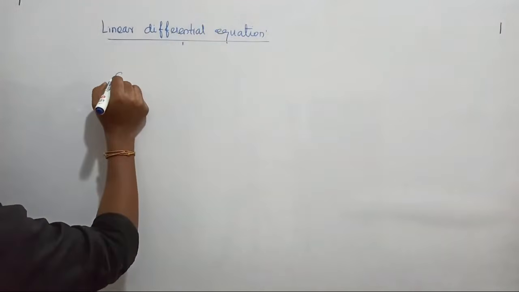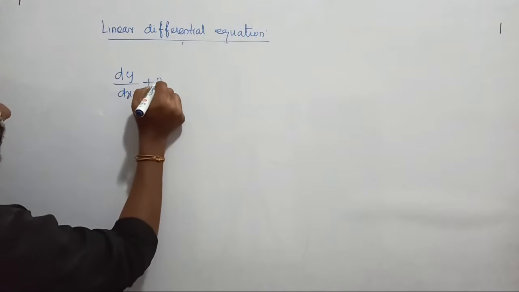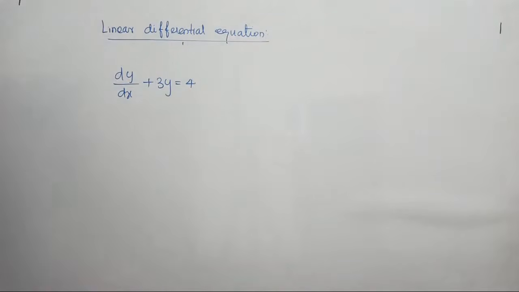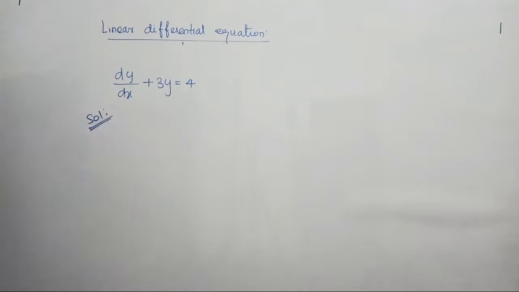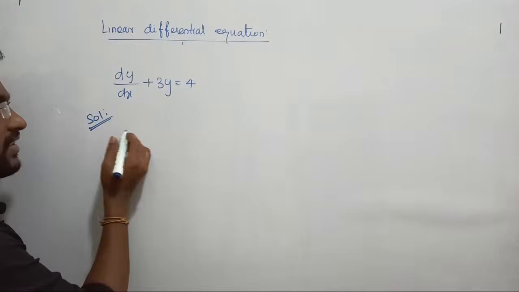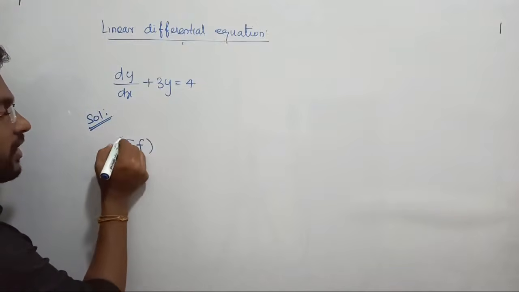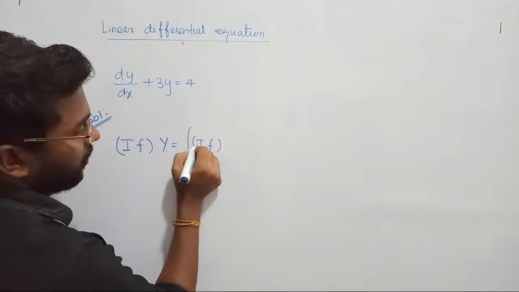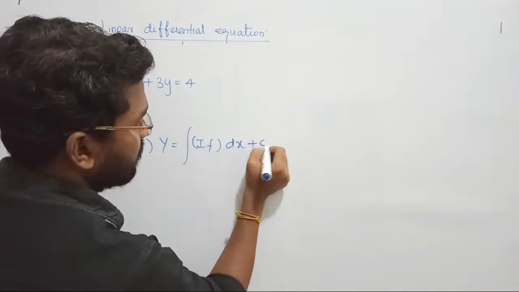For example, the question is given like this: dy by dx plus 3 times y is equal to 4. Now we have to find the solution for this differential equation, the linear differential equation solution, right? Now what shall we do? Very simple. The solution for this equation, you can directly write down first: integral factor into y is equal to the integral of integral factor with respect to x plus constant c.